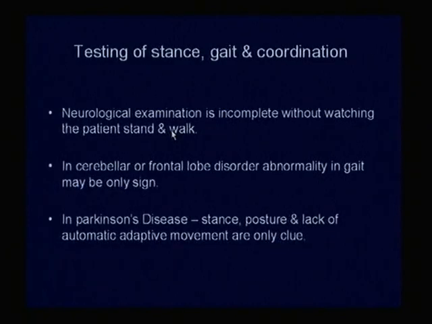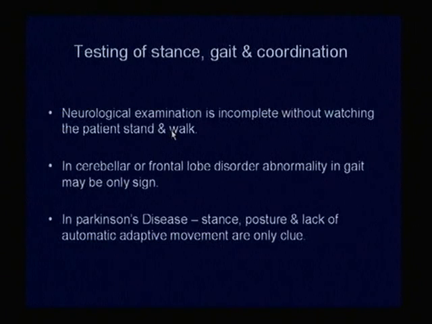Then test the stance, gait and coordination of the patient. The neurological examination is incomplete without watching the patient stand and walk. This is very important. Make him stand and do the Romberg sign: ask him to close the feet and close the eyes, and one can always find out whether he has ataxia or not. In cerebellar and frontal lobe disorders, the abnormality in the gait may be the only sign in most cases. Otherwise, you may not find any clinical finding in this patient.